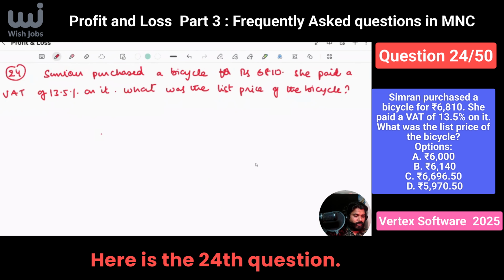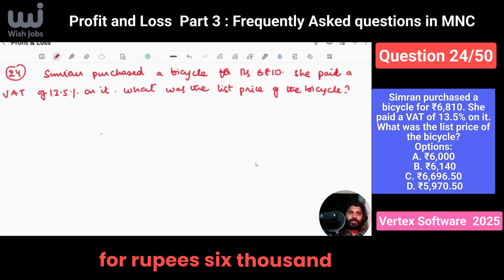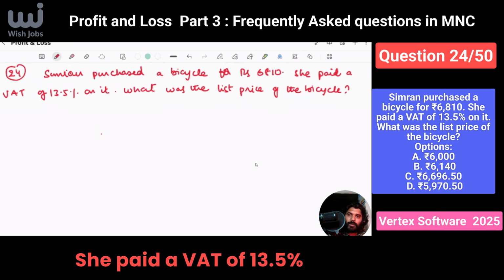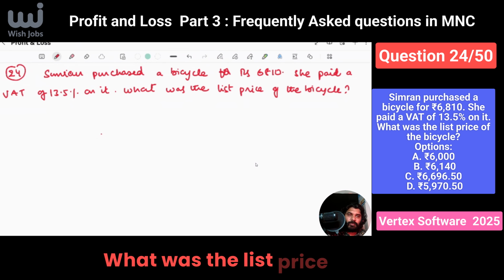Here is the 24th question. Simran purchased a bicycle for rupees 6,810. She paid a VAT of 13.5% on it. What was the list price of the bicycle?